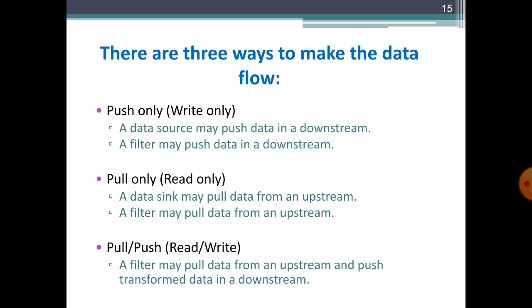The next one is pull only, which we also call read only. A filter may pull data from upstream. So push only may push data downstream, and pull only may pull data from upstream. It's pretty straightforward. Push only is utilized to push data downstream, and pull only, which we also call read only, may be utilized to pull data from upstream. Then pull and push, which we also call read and write. A filter may pull data from upstream and push transformed data downstream, in both directions. These are the three different terms which need to be understood in the pipe and filter structure.